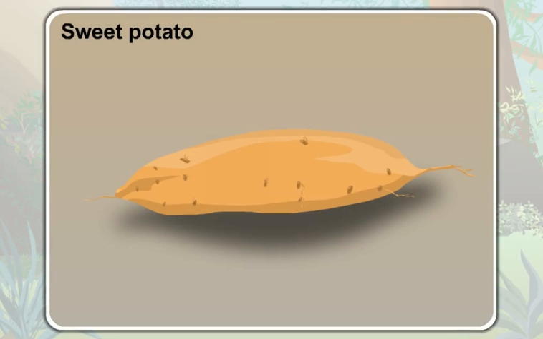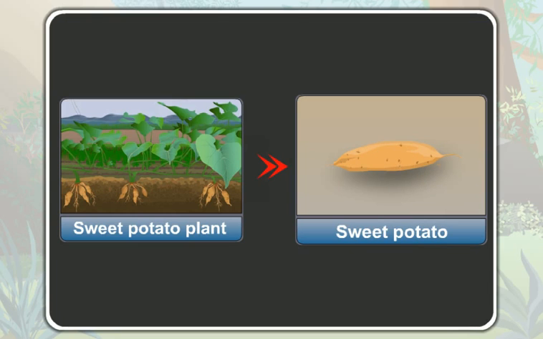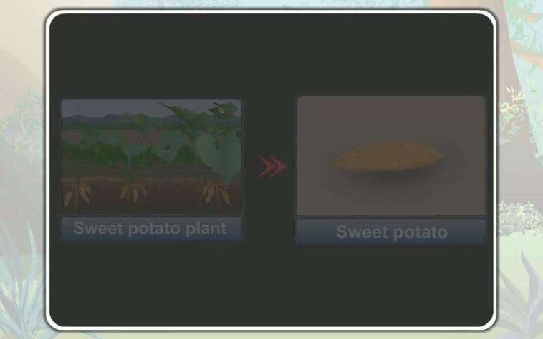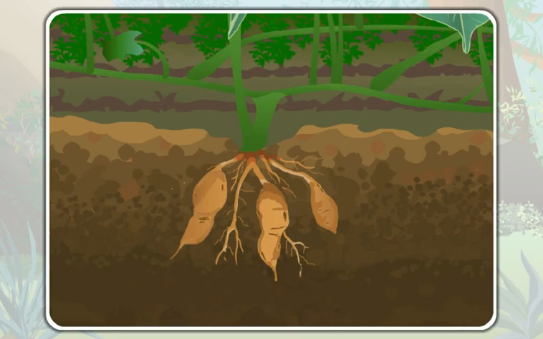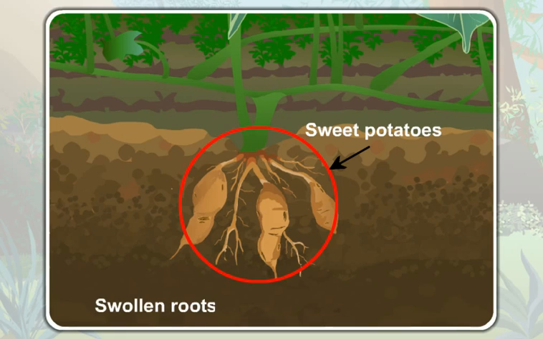Have you eaten a sweet potato? We get the sweet potato from a sweet potato plant. Look at the sweet potato plant carefully. You can see the sweet potatoes there. Actually, sweet potatoes are the swollen roots of the sweet potato plant. They are thick and fleshy. These thick, fleshy, and swollen roots of the sweet potato plant are also known as tubers.